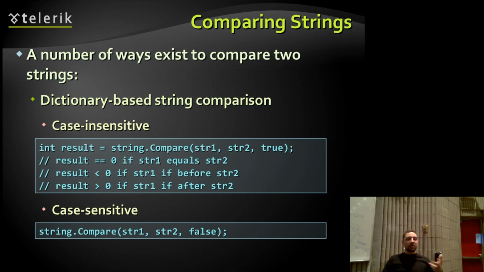So if string 1 is before string 2, you get something that's less than 0, before 0 on the number line. If string 1 is after string 2, you get something that's after 0 on the number line. What that number is is not really important. You can't really read anything into it. But if it's equal to 0, the strings are equal. If it's less than 0, string 1 is less than string 2. If it's greater than 0, string 1 is greater than. Now, greater than just means closer to the letter Z, closer to the end of the alphabet. Less than means closer to the beginning of the alphabet. Okay?